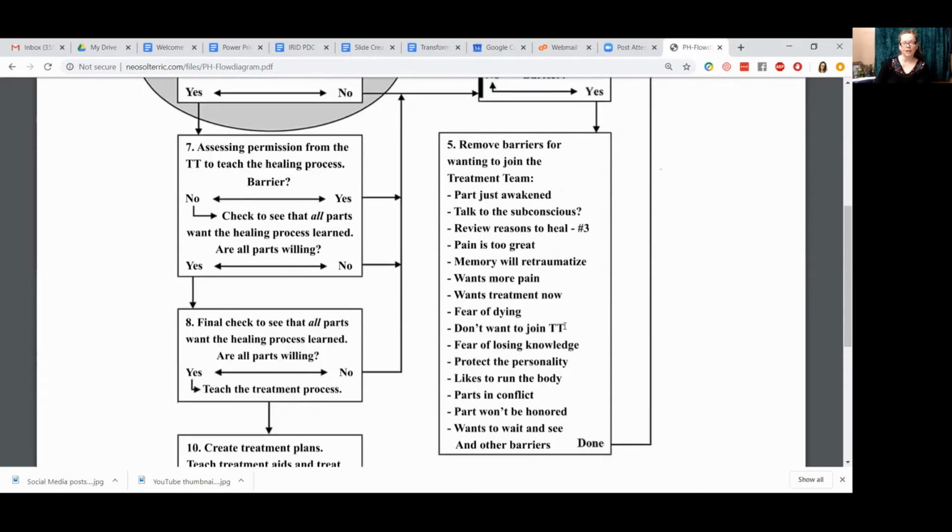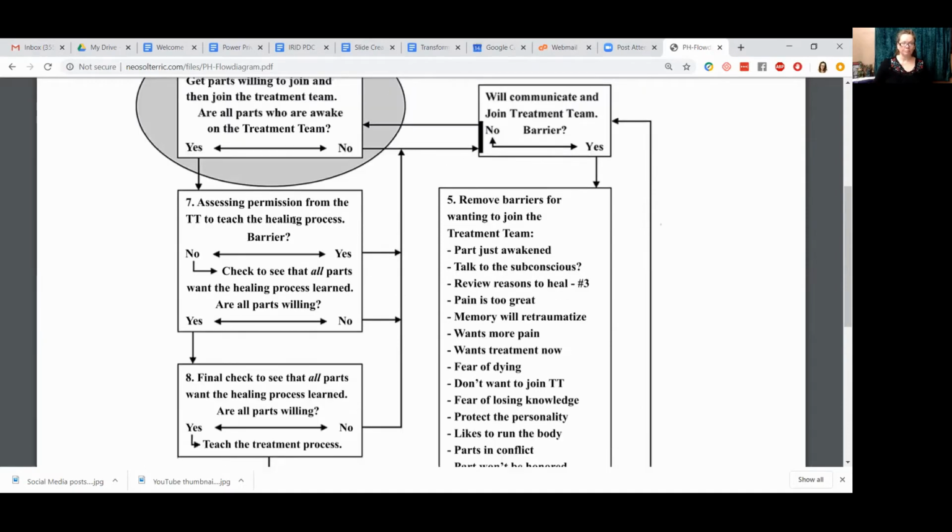And sometimes a barrier is this part just woke up. So this part that just woke up, are you willing to join? Go through the process again and ask to talk to the subconscious. Review the reasons. Maybe ask if the pain is just too great and it wants to protect the main personality. Maybe this memory will re-traumatize. So there's all kinds of reasons for this part for not wanting to join the treatment team. So as we go through and we remove these barriers, and then this part says, yes, I want to join the treatment team. So now step 7, we assess permission from the treatment team to treat the healing process.